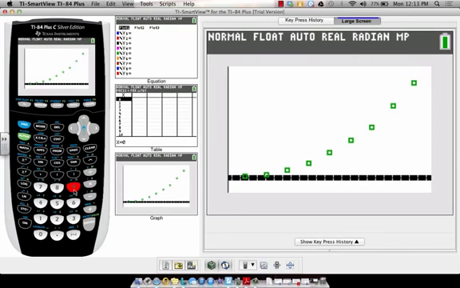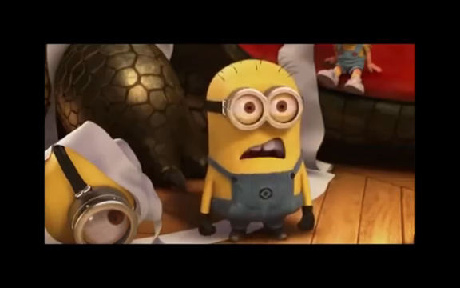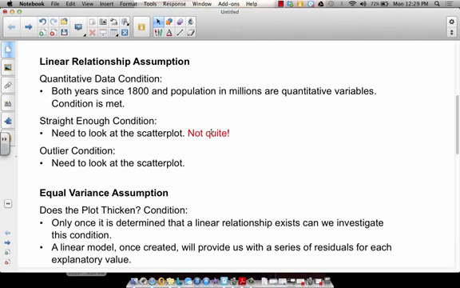Alright, so now I'm looking at these data here, and they don't exactly look linear. So I'm not even going to go through and create a model for this, because if I create a model for this, then I'm assuming that they're linear. This does not meet the straight enough condition. Not even close. So then, the outlier condition I don't have to worry about, because I don't even meet the straight enough condition. If I don't meet the straight enough condition, I don't meet the linear relationship.